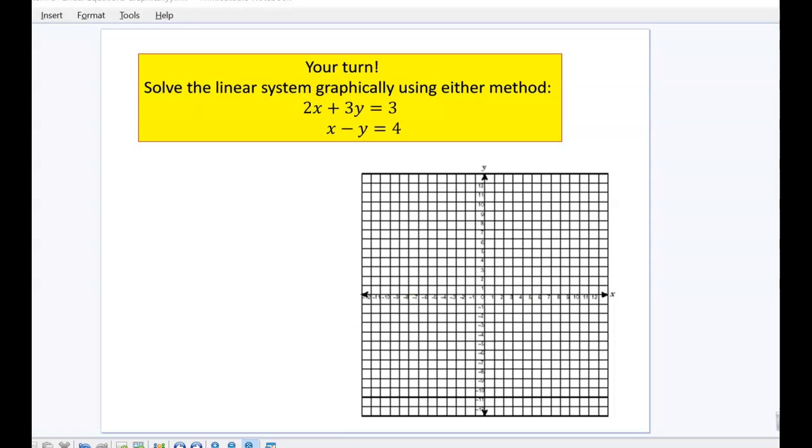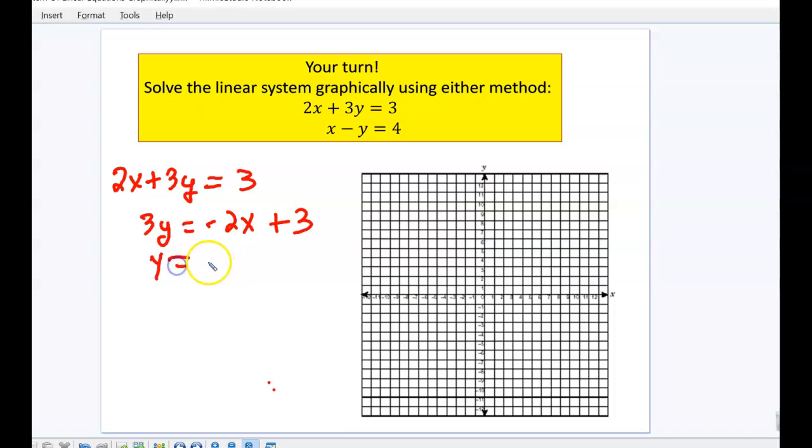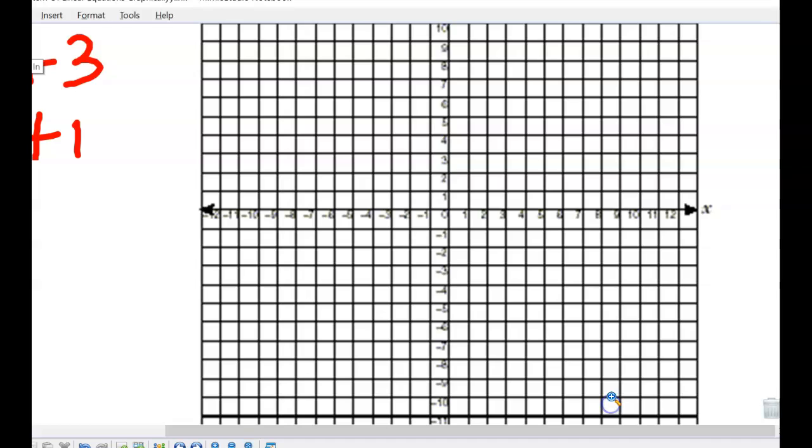Okay, I now encourage you to pause the video and give this one a try on your own. Okay, I hope you had a chance to try this one, and I'm going to set this up, and I'm going to use the slope-intercept method. So again, the first thing I'm going to do is subtract the 2x to the other side, and then I'm going to divide everything by 3. Therefore, my equation is negative 2/3 x plus 1, so that means my y-intercept is plus 1. I'm going down 2 and over 3, down 2 and over 3.